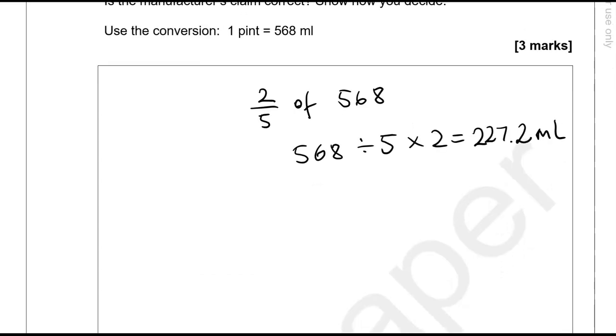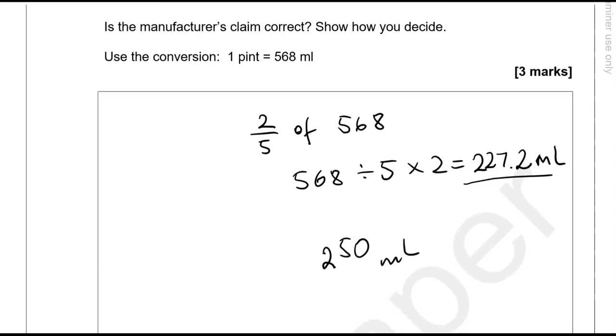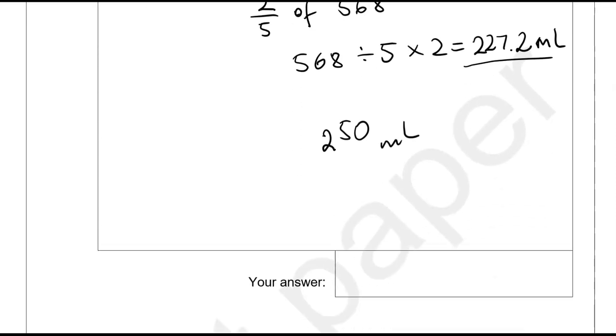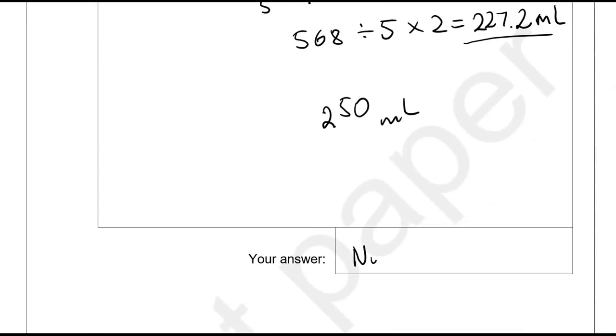So this is actually more. So 250 milliliters is more than the 2/5 of a pint, which is 227. So is the manufacturer's claim correct? We're going to say no, because this is actually more than 2/5.